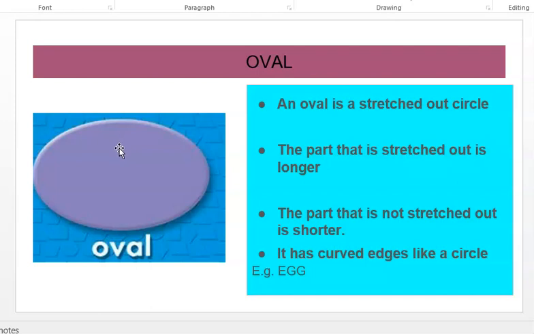An oval, like a circle, does not have angles because it has no straight line. It's formed by a continuous curvy line. A perfect example of an oval shape around us is an egg. Egg is a perfect example.